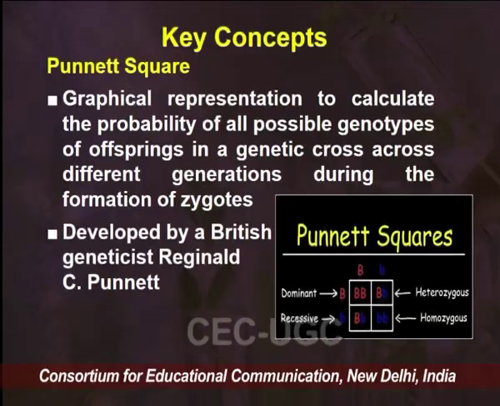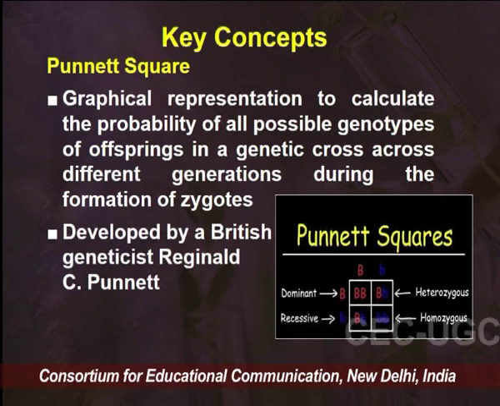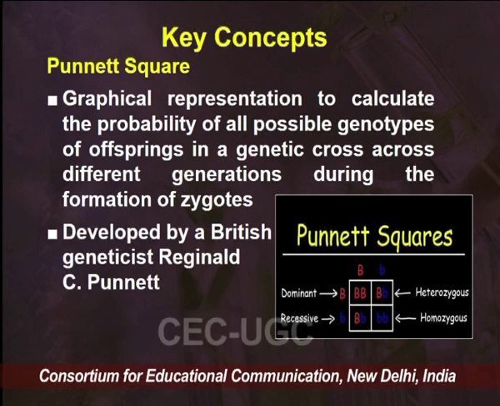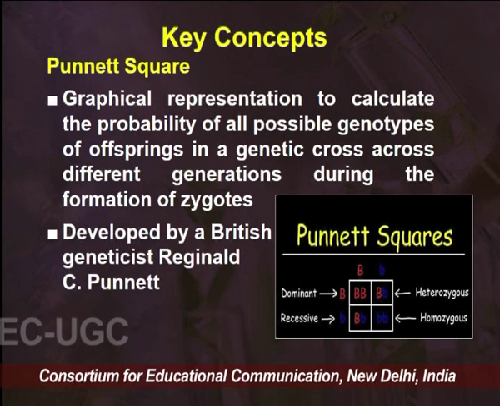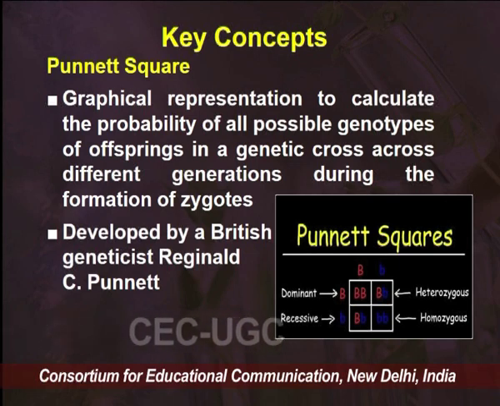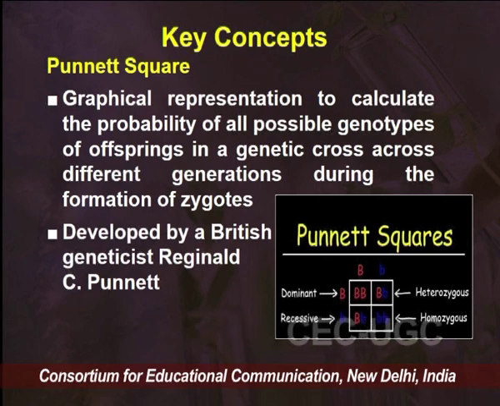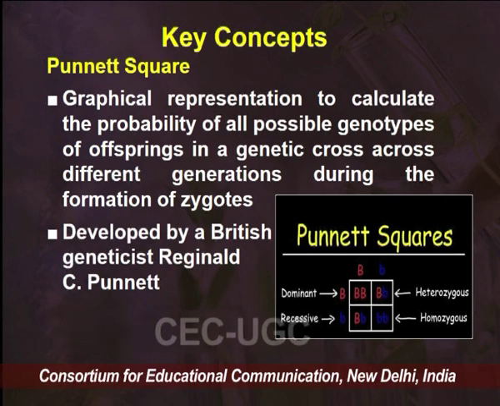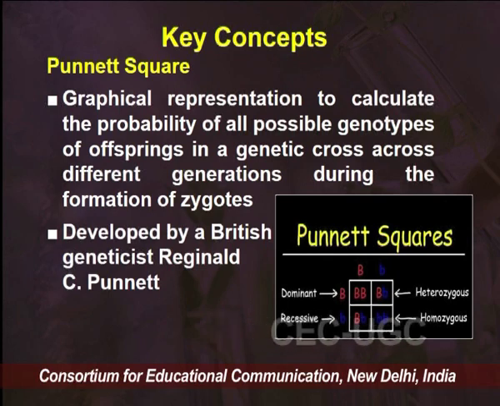So, the Punnett square. It is a graphical representation to calculate the probability of all possible genotypes of an offspring in a genetic cross across different generations during the formation of zygotes. It will tell us which kind of zygote would form, and it is a probability square which tells us which zygotes can combine and which kind of phenotype can be generated. It is called the Punnett square because it was developed by a British geneticist, Reginald Punnett.